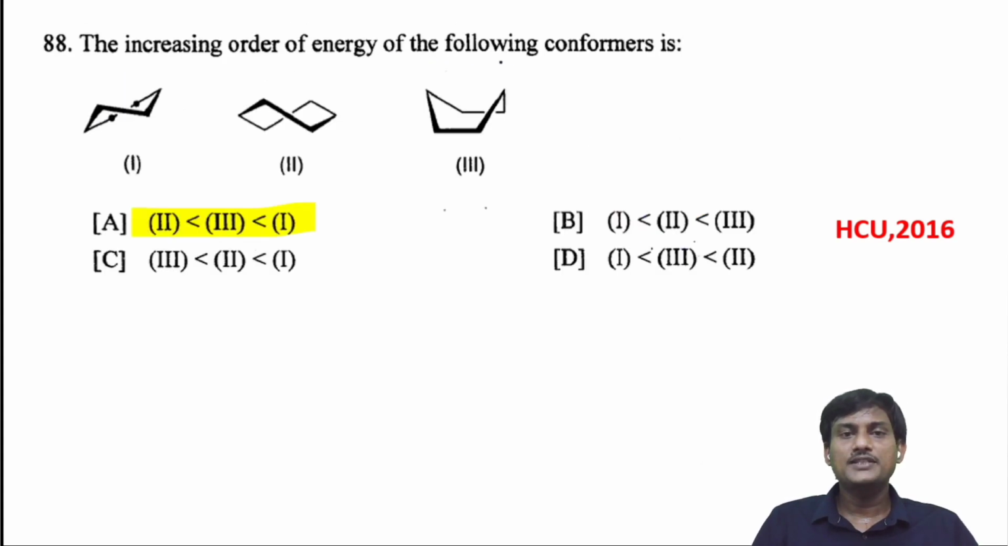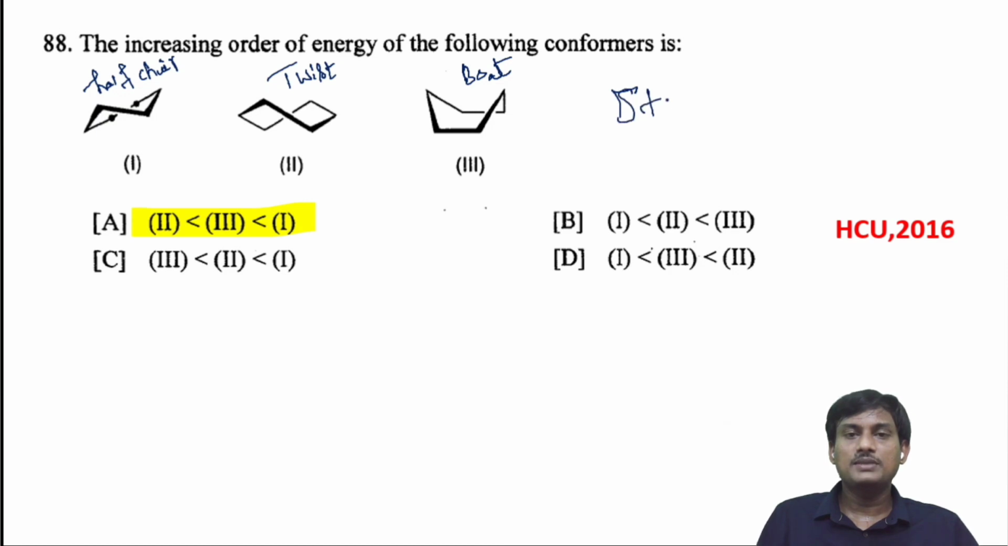The increasing order of energy of the following conformers is. The conformers of cyclohexane are given. This one is half chair. This one is a twist form of the cyclohexane conformer. This one is boat. Okay, we know the energy order. If you take the stability order, we know the stability: chair is more stable, next one is twist, next one is boat, and next one is half chair.